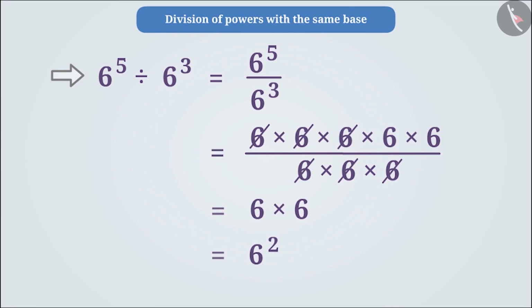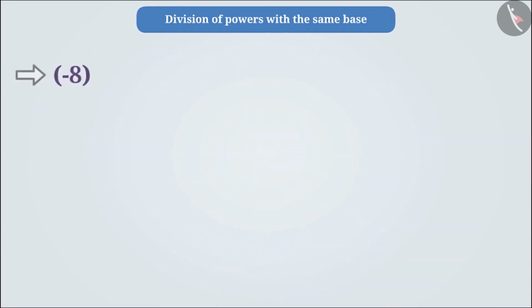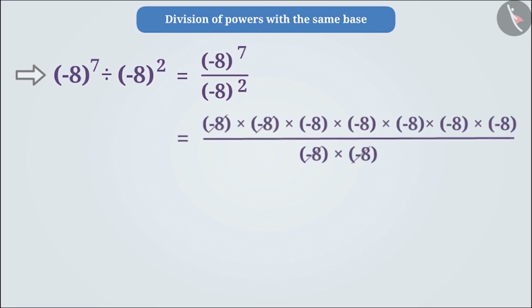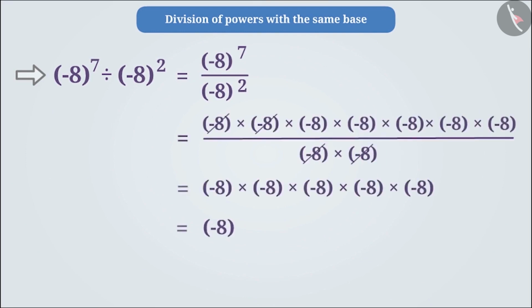If we look at the numbers and the result to be divided, it can be understood that the power of the result is the result of the subtraction of the powers of the numbers to be divided. Let's see another example. We can simplify minus 8 to the power of 7 divided by minus 8 to the power of 2 this way. This gives the result minus 8 to the power of 5.